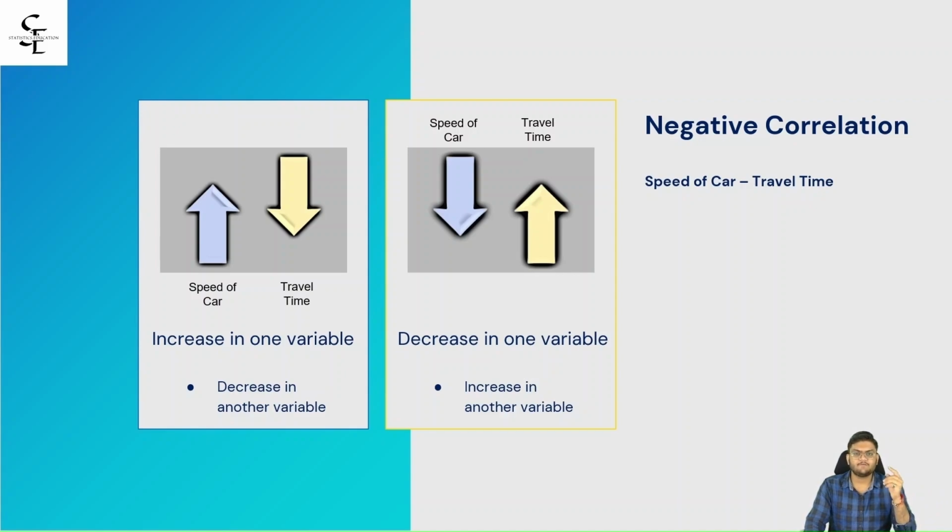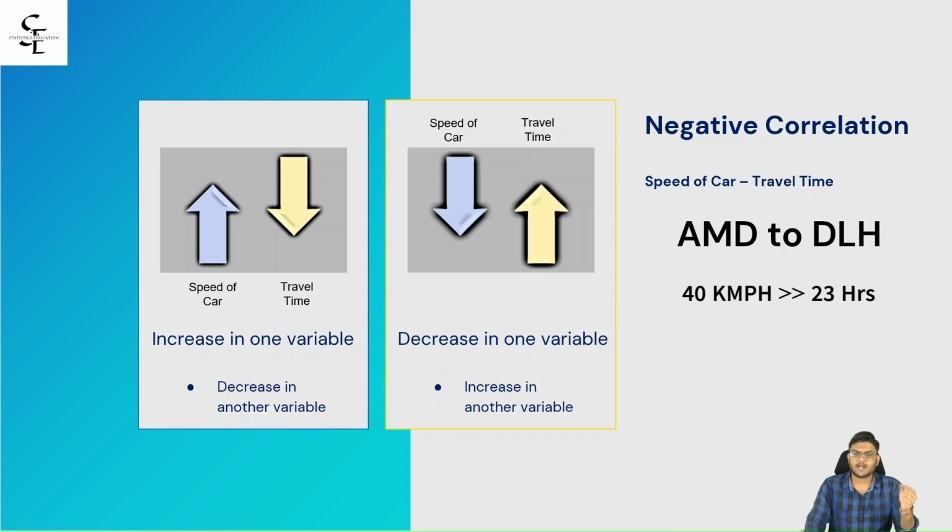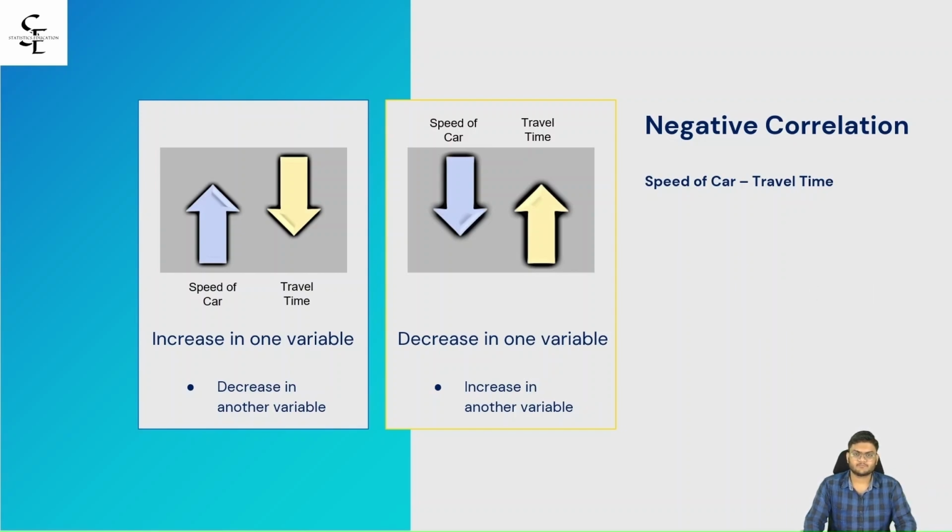For example, if you are traveling from Ahmedabad to Delhi at a speed of 40 km per hour, your travel time will be 23 hours. Now, if you increase your speed from 40 to 60, your travel time will be decreased to 16 hours. And if you decrease your speed from 40 to 30, your travel time will increase from 23 to 31 hours.